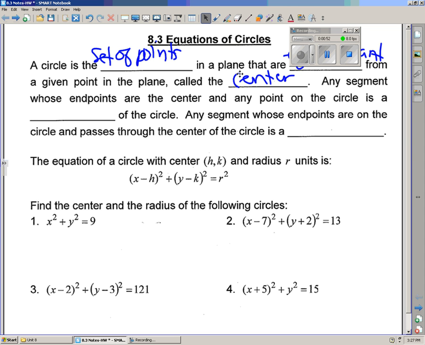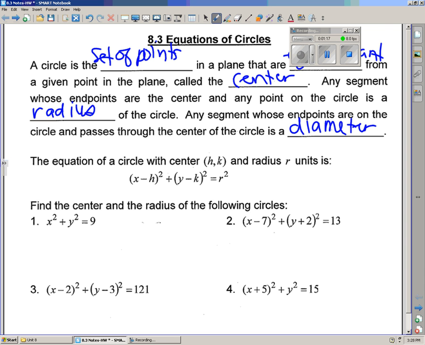Any segment whose endpoints are at the center of the circle and any point on the circle is going to be your radius. So if you've got a point that's the center and then you connect to any point on the circle, you've just drawn in a radius. If you've got a segment whose endpoints are both on the circle and you pass through the center, that's just double the radius, or it's called your diameter.